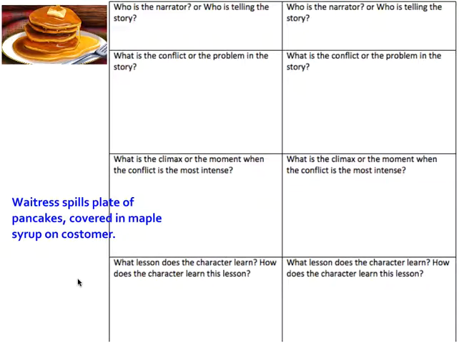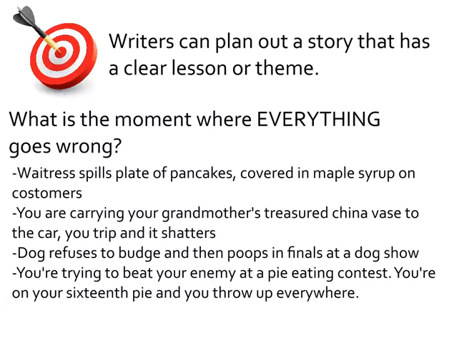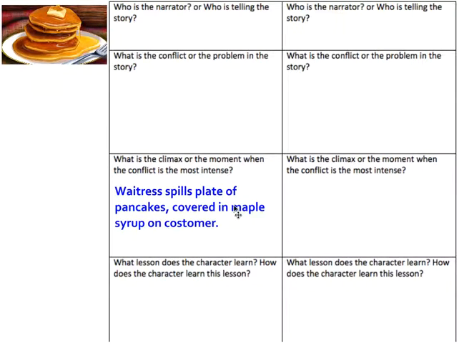And although I might think that that's my conflict or the problem in the story, it's actually not. It's my climax. So what you have in your list of ideas is actually a list of climaxes, a list of moments where the conflict is the most intense or exciting. So if my climax is that the waitress spills this plate of pancakes, maple syrup is dripping down her customer's head, right? Maybe the plate is shattered on the ground. Everyone in the restaurant turns and looks at her, right?